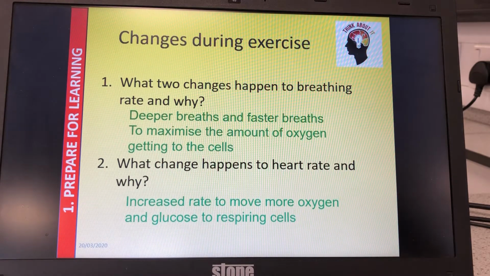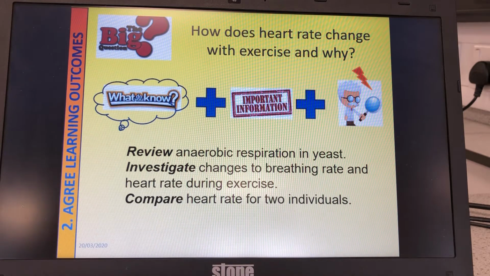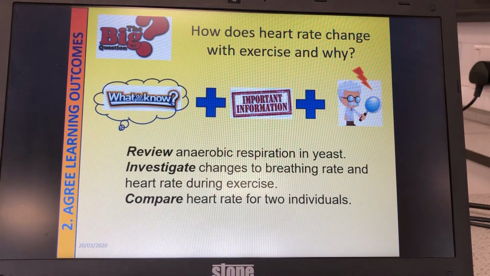Okay, today's title, write in your books now please. How does heart rate change with exercise and why? And we've already begun to explore that in the discussion I've just had. So open up those books, and today's date is, well, it's Monday, I don't know the date. Start writing the title and I'll grab the date for you.